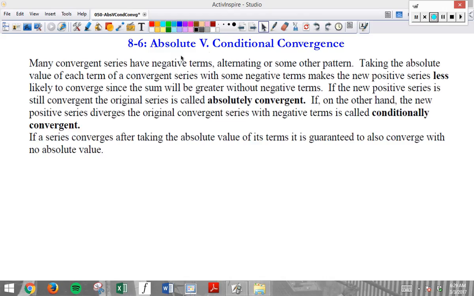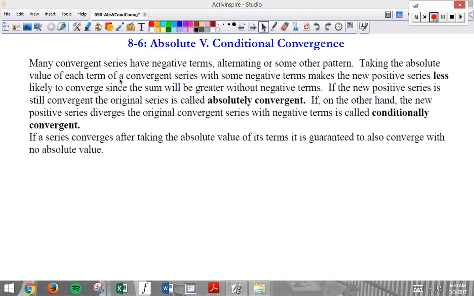So, many convergent series have some negative terms, right? That's been a pattern throughout the last two units. Maybe they alternate, maybe it's some other pattern. Maybe it's every other. Maybe it's negative, negative, positive, positive. Maybe it's every three. Who knows? It doesn't really matter for what we're talking about. But having those negative terms made it more likely to converge. And I'll talk about that as we go through.